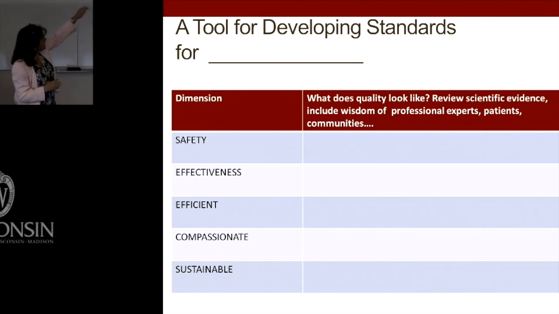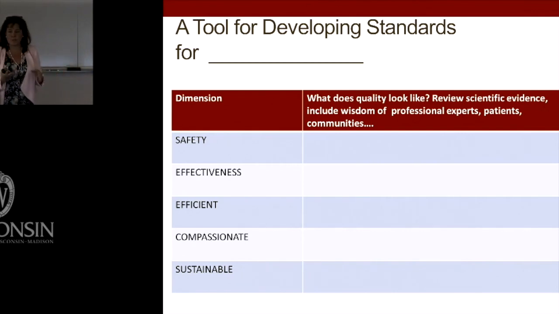And then for each of these, I picked 5 just because I wanted to make the exercise shorter. But you can talk about any of those dimensions you want. And for each one, think about, what does quality look like? Think about what you know from the scientific evidence. Think about your professional experience, your wisdom, right? And then think about what patient perspectives might be.